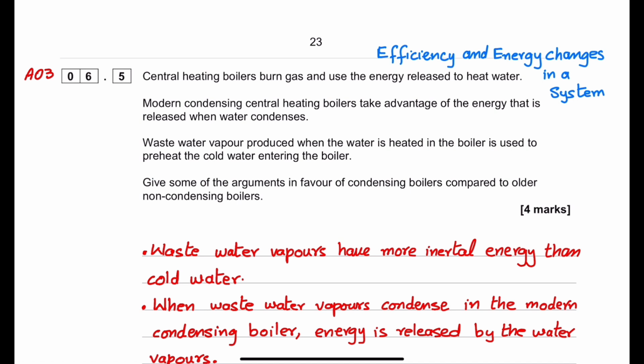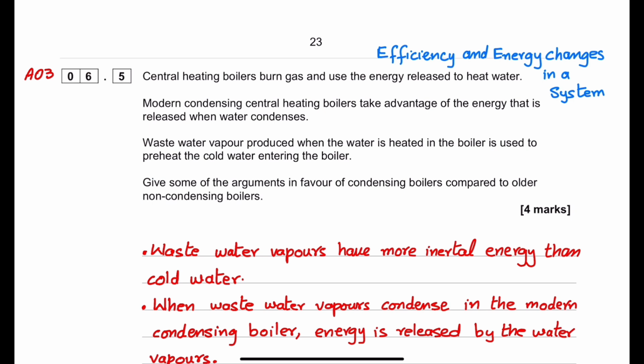6.5 is an AO3 question. The student needs to give the reasons and it is an argument in favor or against. The central heating boilers burn gas and use the energy released to heat the water. Modern condensing central heating boilers take advantage of the energy that is released when the water condenses. Waste water vapors produced when the water is heated in the boiler are used to preheat the cold water entering the boiler. Give some of the arguments in favor of condensing boilers compared to the old non-condensing boilers.